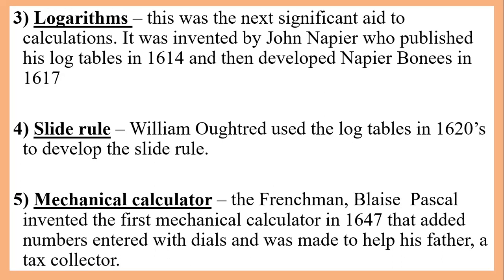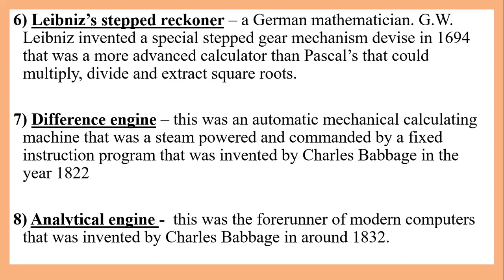Number 5, mechanical calculator. The Frenchman Blaise Pascal invented the first mechanical calculator in 1647 that added numbers entered within it, and it was meant to help his father, who was a tax collector. Number 6, Leibniz's stepped reckoner. A German mathematician, G.W. Leibniz, invented a special stepped gear mechanism device in 1694 that was a more advanced calculator than Pascal's that could multiply, divide, and extract square roots.